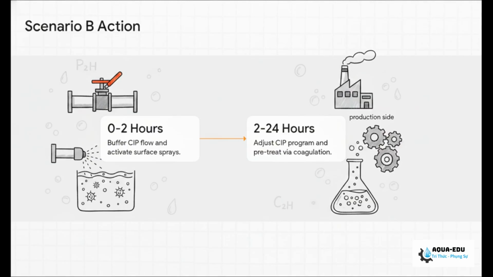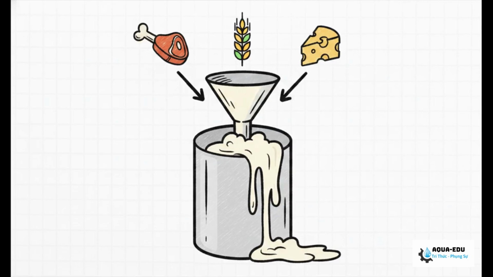Then, over the next 24 hours, you've got to work directly with the production side of the facility. You need them to either lower the detergent concentrations in their CIP program or pump up their intermediate rinse cycles. If the surfactant concentration is just way too high, you might even need to pre-treat that incoming flow using coagulation and flocculation.